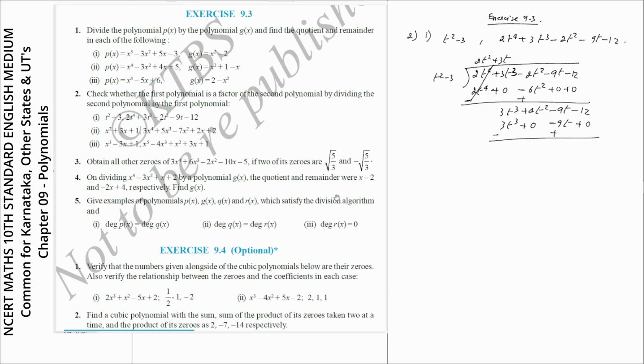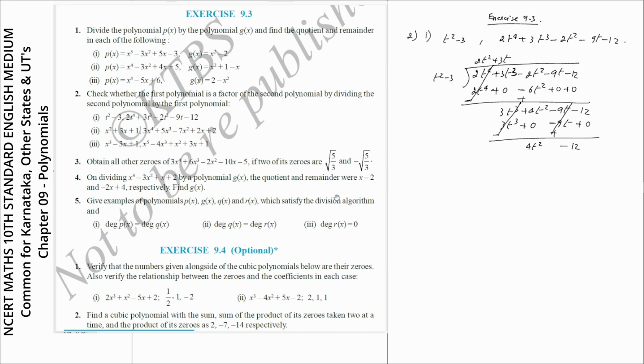So wherever 0 is there, it doesn't matter to change. So these two will get cancelled. Plus 3t cube minus 3t cube will get cancelled. Now I'll get 4t square. Then plus 90 minus 90 also will get cancelled. So 4t square minus 12, plus 0 is minus 12 only.